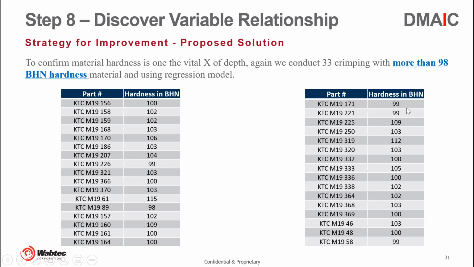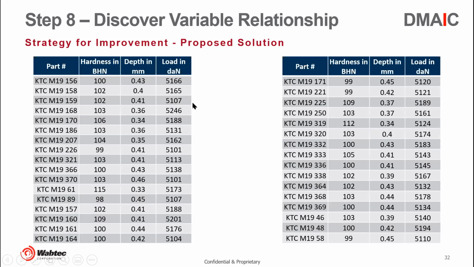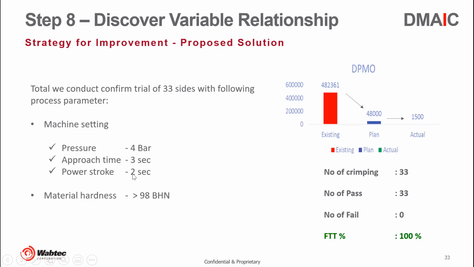and therein we were able to see that we had conducted 33 crimpings on them, and more than which had the Pringle hardness number more than 98, and we were able to use the regression model to plot it. And we were able to see the improvement in this, which will be in the next slide over here.